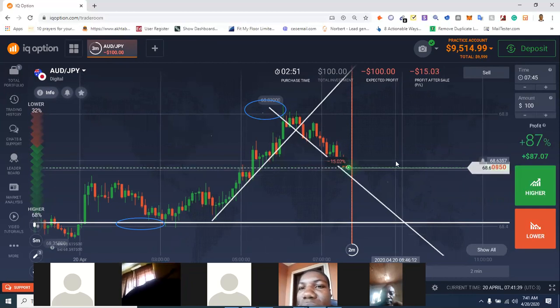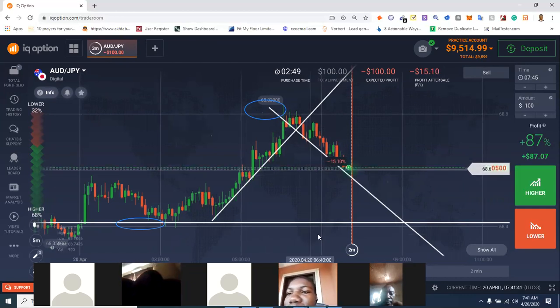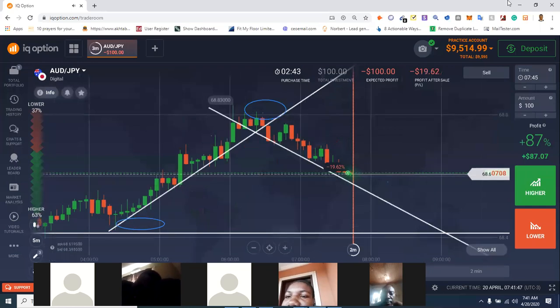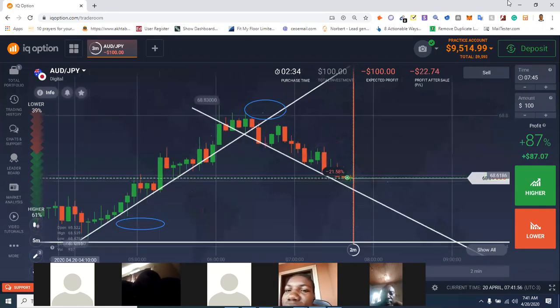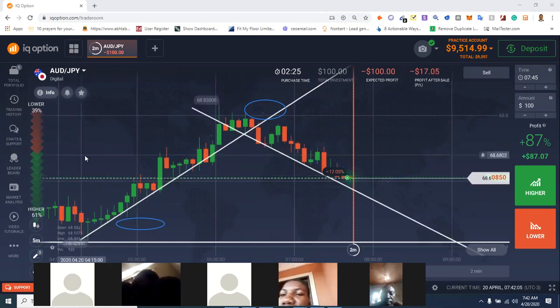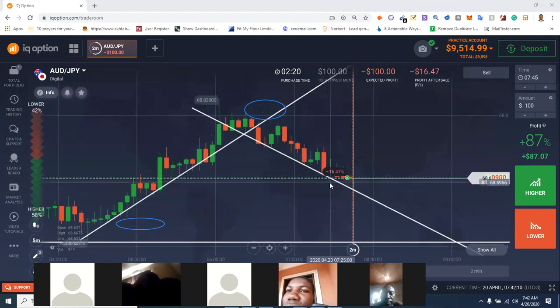Should I remove all the lines, or is it okay? Let me expand this for us to see better. There's a chart here. So we are waiting for this trade to end. We have like 3 more minutes.